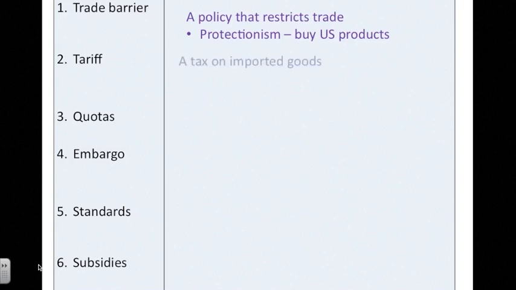One way to do that is by establishing tariffs. A tariff is a tax on an imported good. If a tariff is established, it makes the imported good more expensive, thus making the domestic product somewhat more desirable.